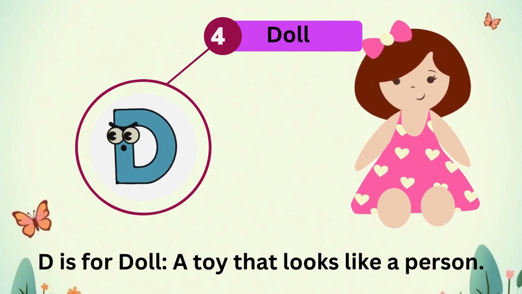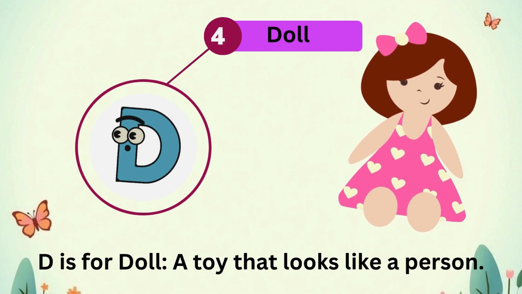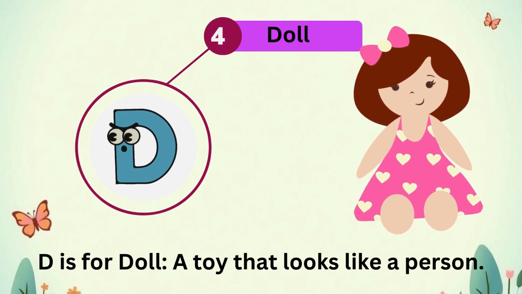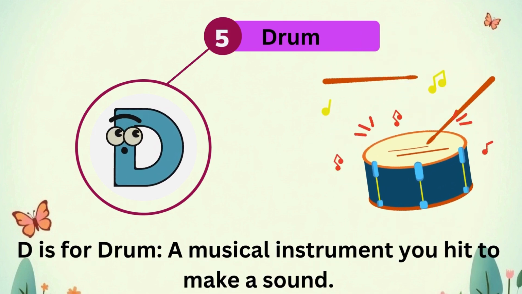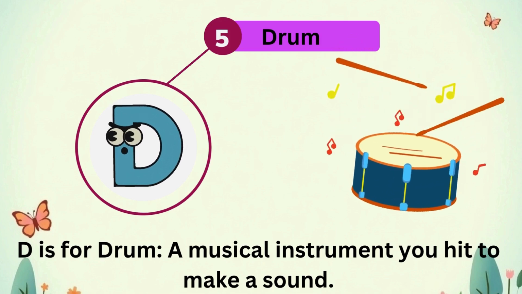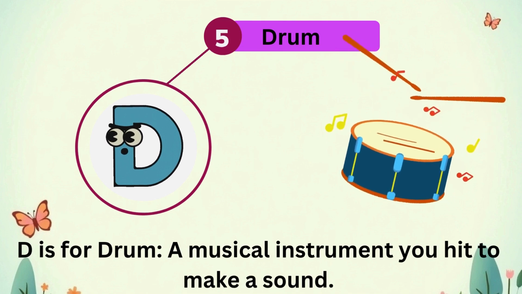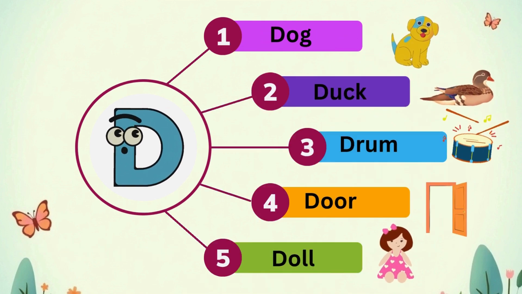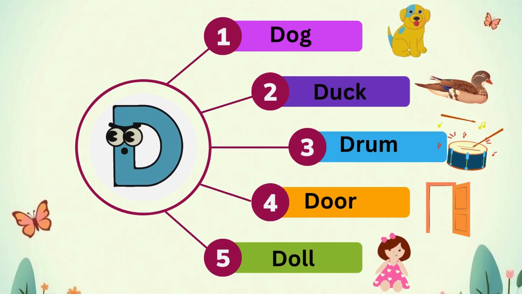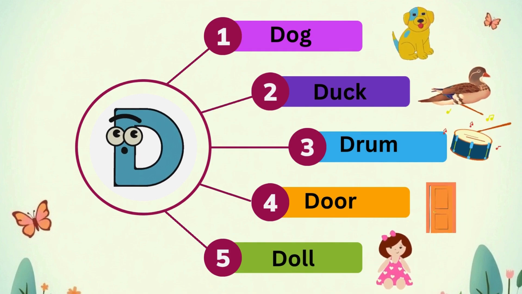D is for doll, a toy that looks like a person. D is for drum, a musical instrument you hit to make a sound. D is for dog, duck, drum, door, and doll.